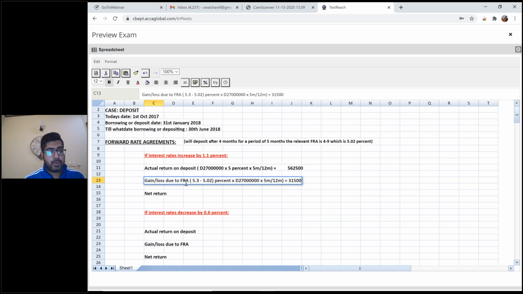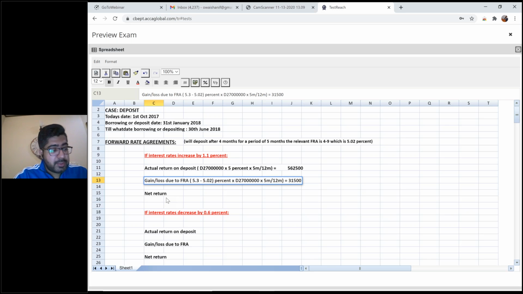The formula of gain or loss due to FRA is the difference in rates. The rates became 5.3, but we locked at 5.02, into amount, into time period over 12. Now, important thing: this is a gain or a loss, and it will be added or deducted. It matters most.